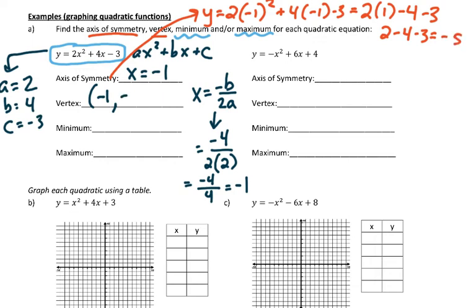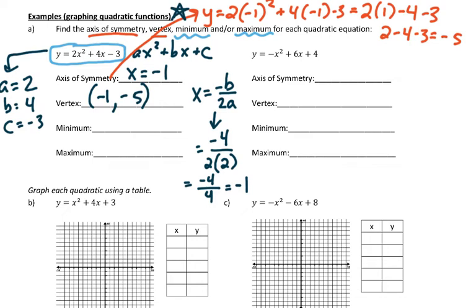Great, I'll put that over here. That means my vertex is at -1, -5. So if you don't have a graph where you can look at the vertex, you take the x-coordinate that you got from the axis of symmetry, and we plug it back in like we did up here on the top into the original function for y. Just watch your order of operations.